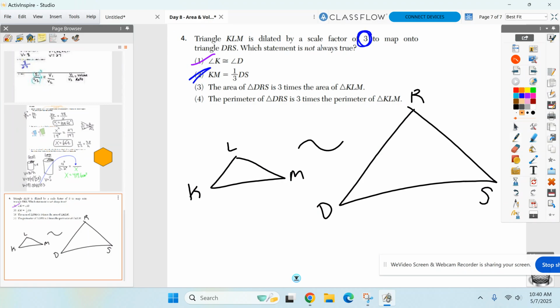It is a third. Is the area of DRS 3 times that of KLM? No. Ooh, no. Well, the scale factor was 3. The perimeters would be 3 times each other. But the area, well, remember, what do we have to do with area? Cube it. Or square it, right? So this should have said 9 times. That should have been 9 times the area. And then, whoa. Is the perimeter 3 times? Sides are always equal.